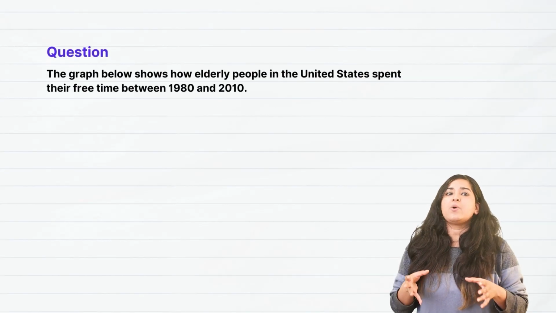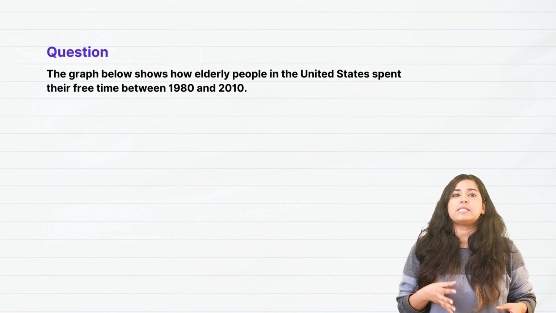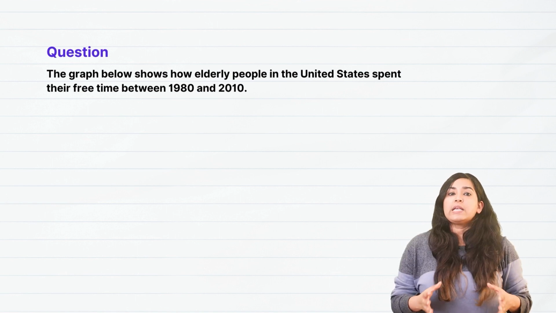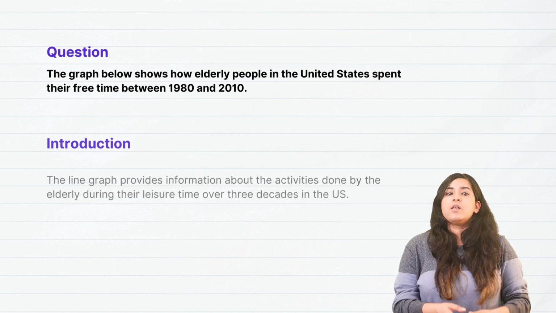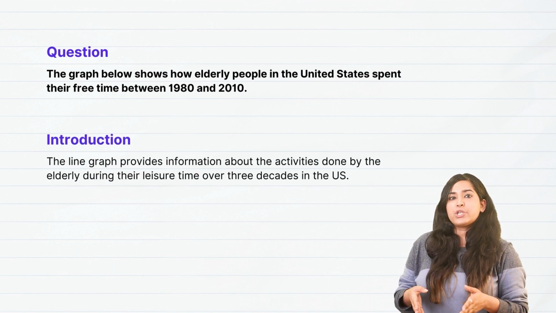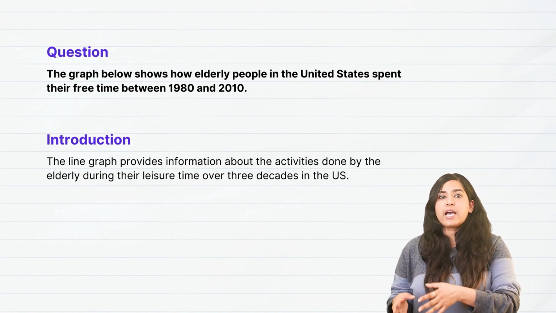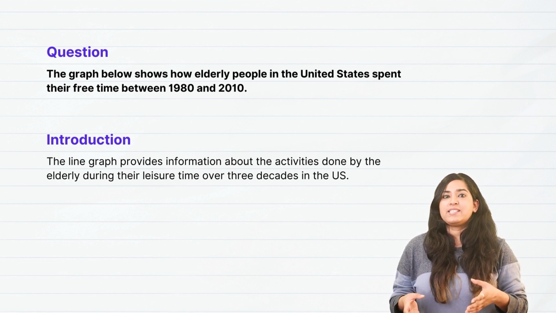We know now that we have to paraphrase the question to boost our lexical resource score in particular. Let's take a look at the question again. The graph shows how elderly people in the United States spent their free time between 1980 and 2010. So we can say something like, the line graph provides information about the activities done by the elderly during their leisure time over 3 decades in the US.